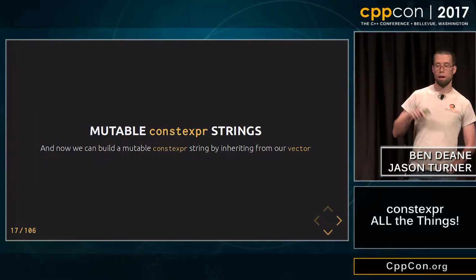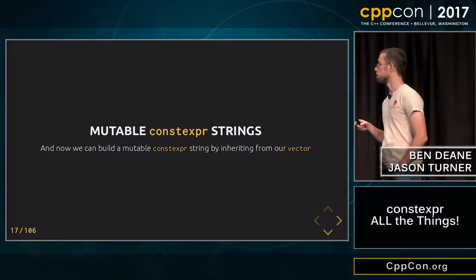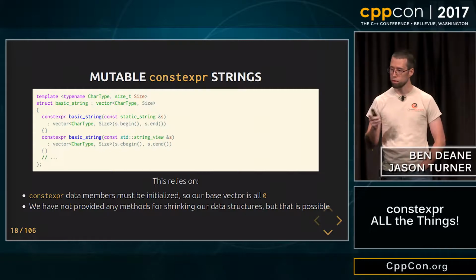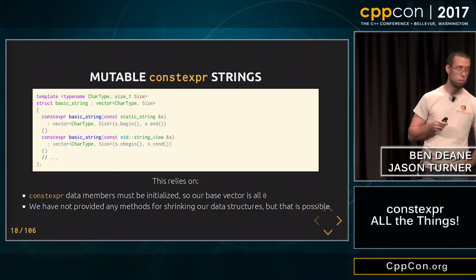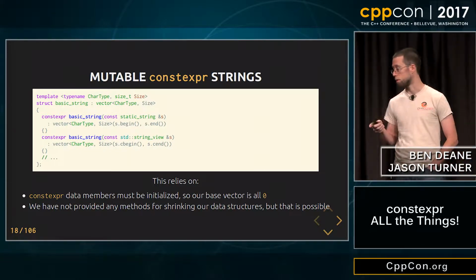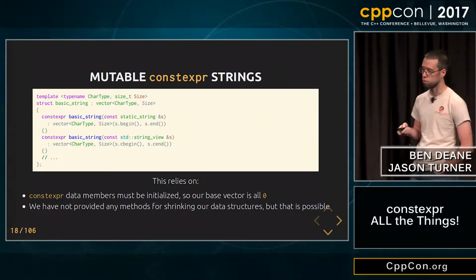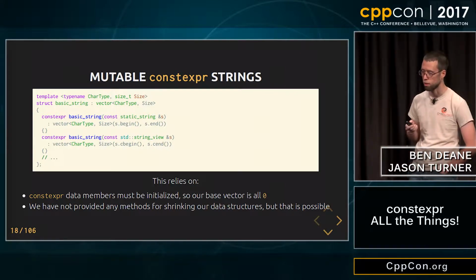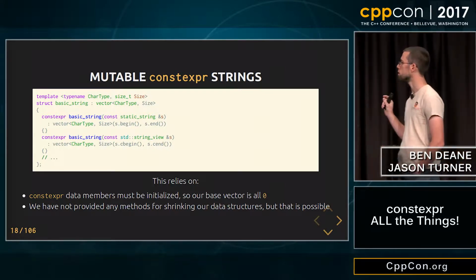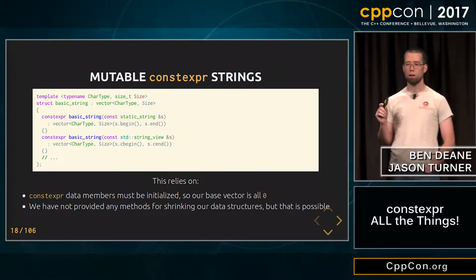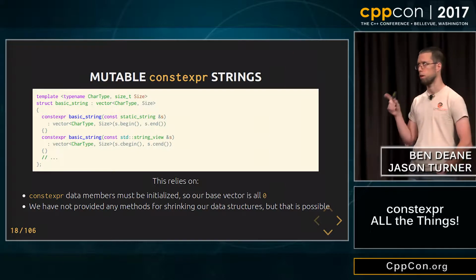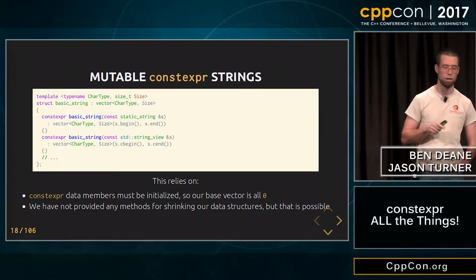So now that we have a vector that we can use in a constexpr context, we can build up strings. Building on the model of how the standard library's basic string is built, we can implement our own basic string that inherits from our vector and simply builds a string out of it. We have done a little bit of a cheat, in that all member variables of constexpr types must be initialized.